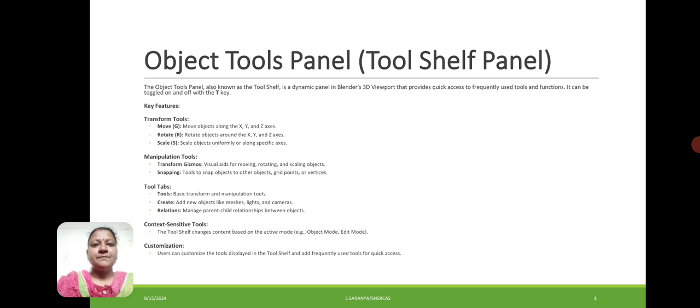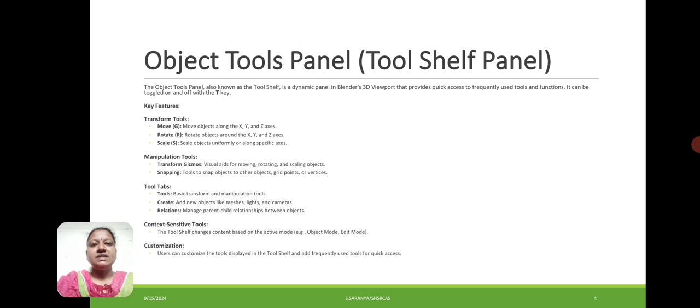Object Tools panel. The Object Tool panel, also known as the tool shelf, is a dynamic panel in the Blender 3D viewport that provides quick access to frequently used tools and functions. It can be toggled on or off with the T key.